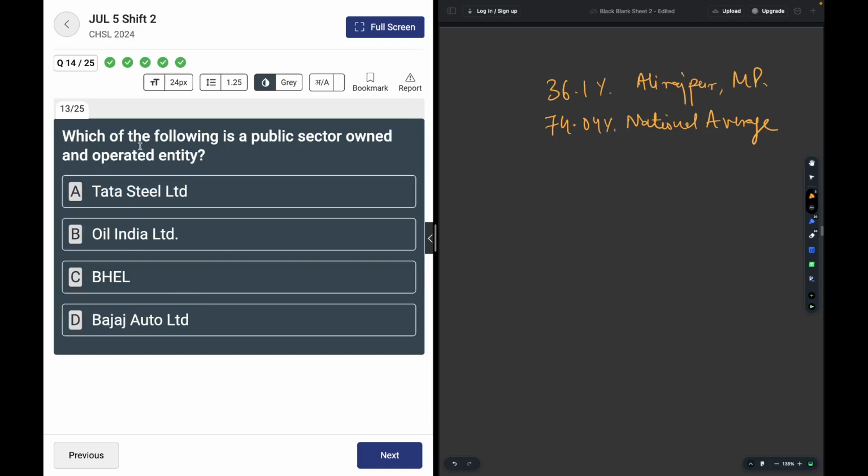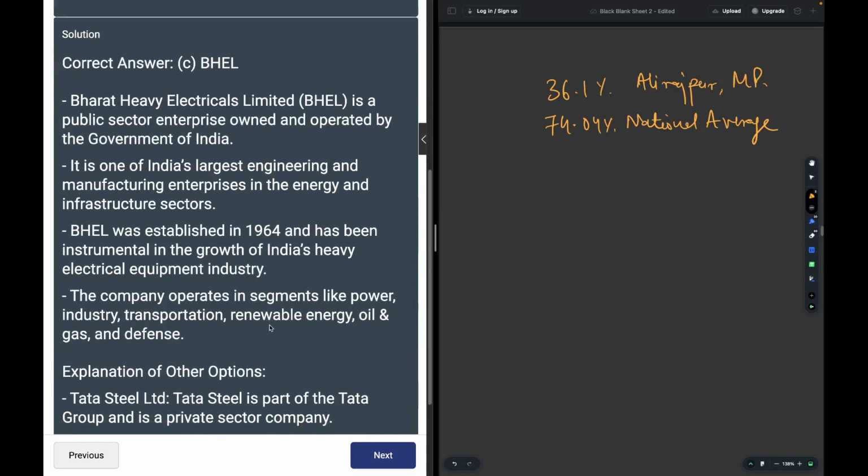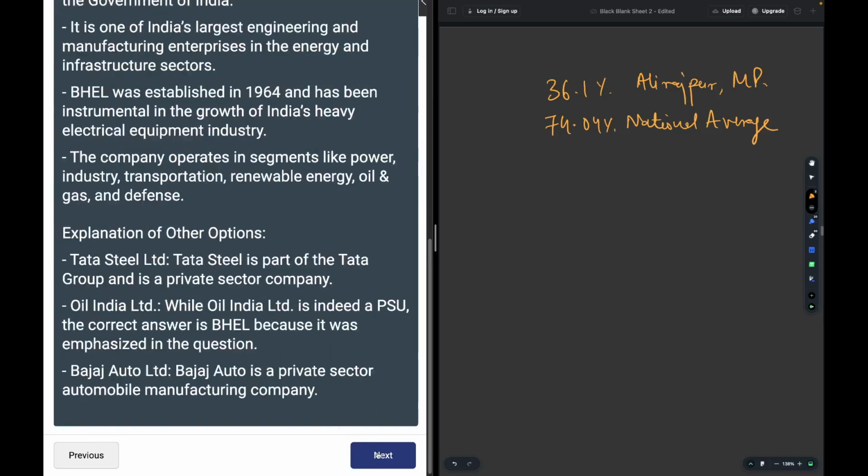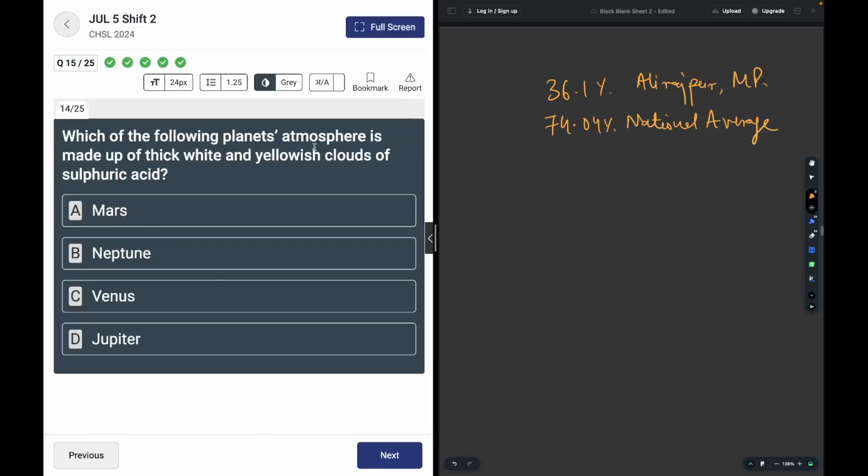Moving on. Which of the following is a public sector owned and operated entity? Okay, Tata Steel is private, Bajaj Auto is private, Oil India Limited is a public-private partnership, and BHEL is fully government owned. Okay, it's a PSU.